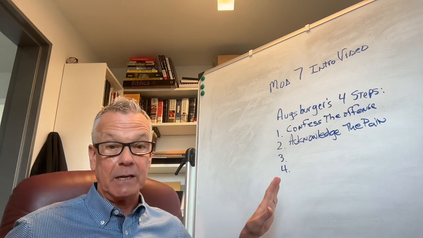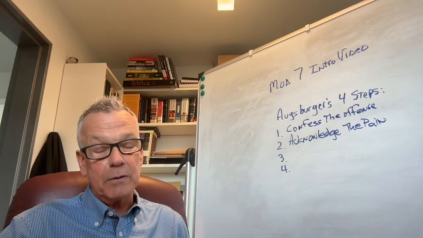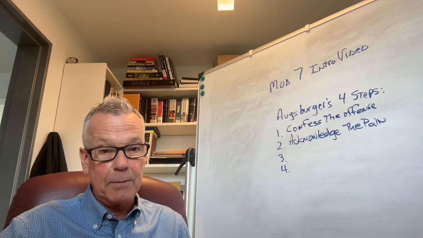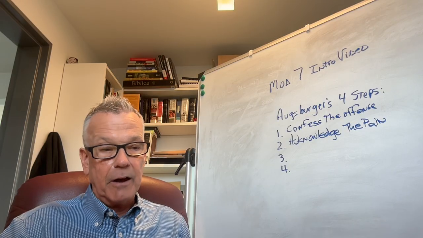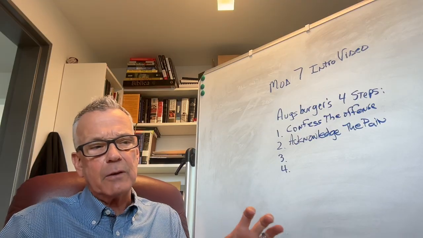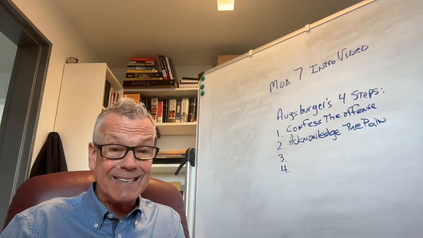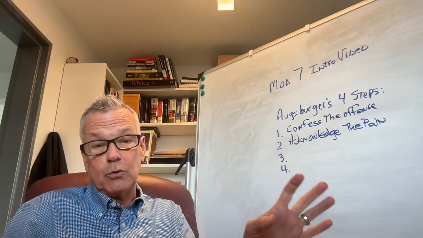Now, this is humbling. You're going to eat some humble pie when you do that. But it's really a very important step, maybe the most important step. Augsburger says, this is a little bit too flowery for me, but I get the point. He says that before two people can move ahead with a relationship, they have to remember the pain together. And that's true, you do.